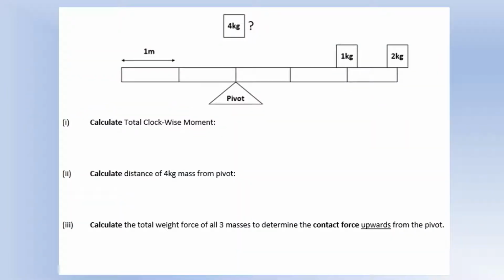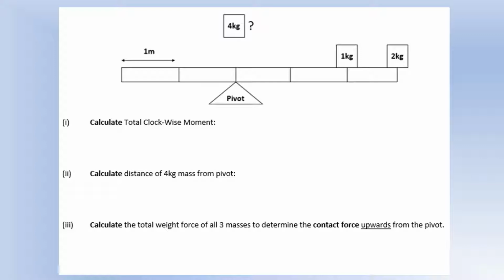So we're still going to focus on balancing type problems and finding out where some unknown thing goes. In this section, what we're trying to figure out is where we put the 4 kilogram mass to make this system stationary. So pause the video, have a go at trying to figure out the answers to these questions, and then we'll go through them to finish off. So pause it now.